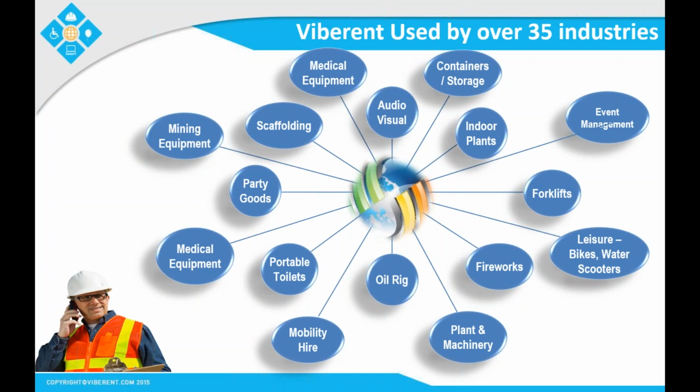Viberent is used by over 35 industries all over the world, things like mining equipment, medical equipment, portable toilets, mobility hire, plant and machinery, fireworks, audiovisual. Over 35 different industries use Viberent at the moment.